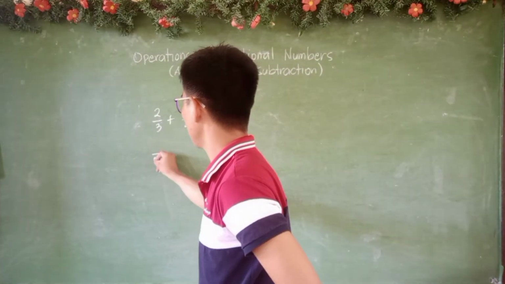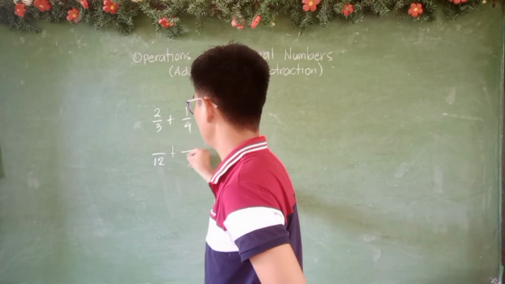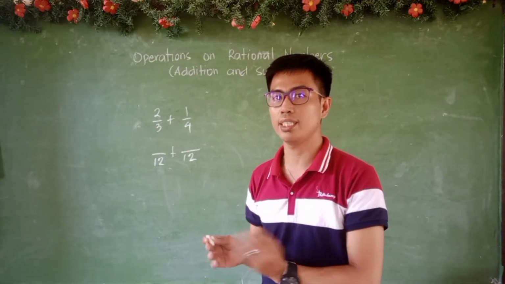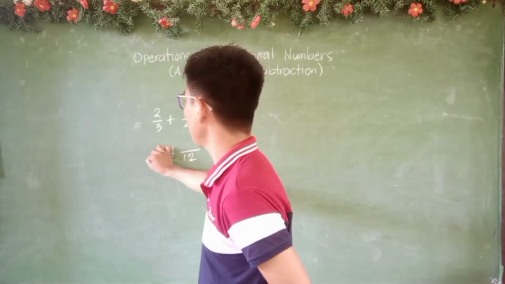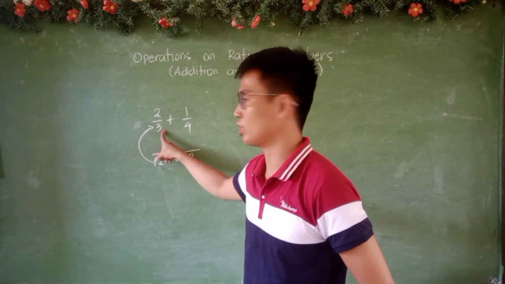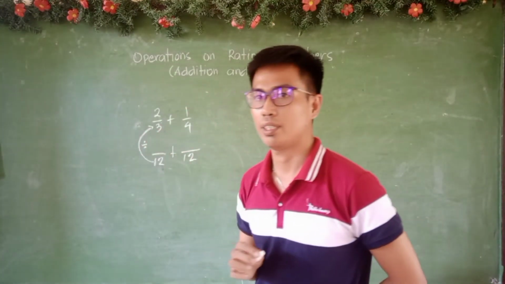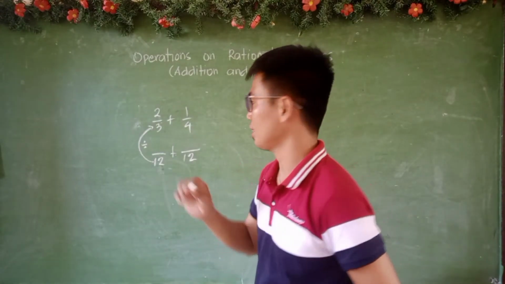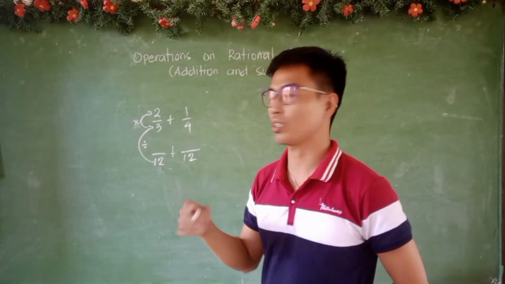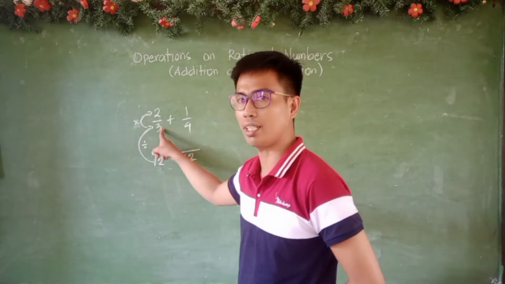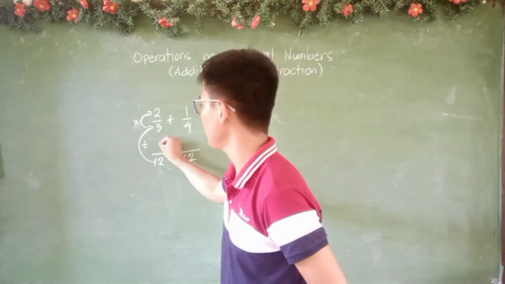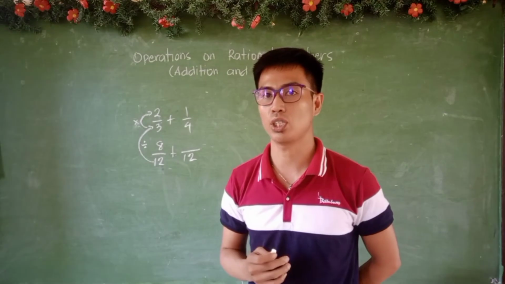So we have 12 plus 12. So para maging similar fraction sila, alam na natin yung LCD, ang gagawin natin is, we need to divide the LCD by the denominator of the fraction. And yung makukuha nating sagot is i-multiply naman natin sa taas. So that means we have 12 divided by 3 is 4 times 2, that is 8. So that will be the numerator of our new fraction.